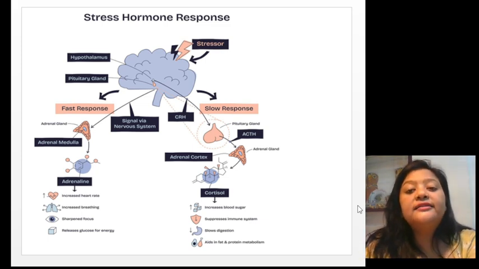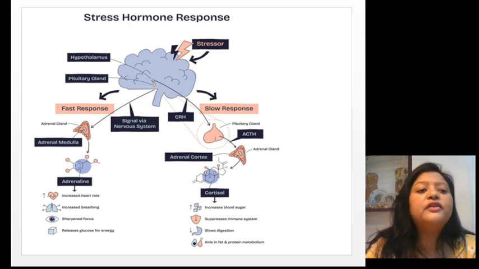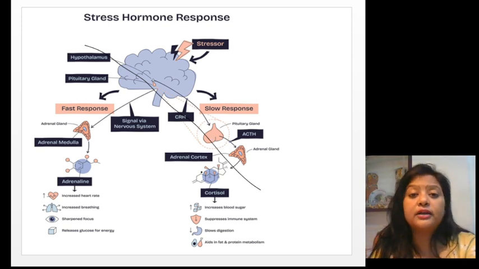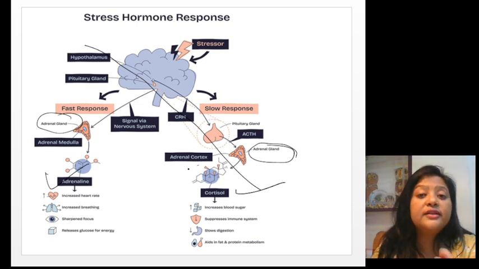In this slide, the stress hormone response is the same thing as before, just a different view of it. You can see here the HPA axis, and this is happening continuously. Now, in the adrenal gland, again two things are happening. I told you about cortisol and epinephrine. Here you can see the adrenal cortex is producing cortisol, and the adrenal medulla is producing adrenaline.